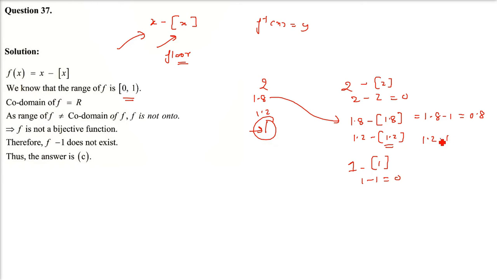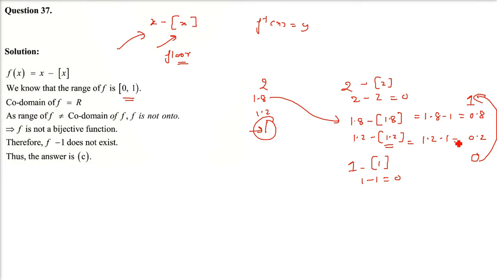So this always varies from 0 and goes up to 1. It will never reach 1, but it will start with 0 and go up to just below 1. So it will always be between 0 and 1. So the range is 0 to 1.